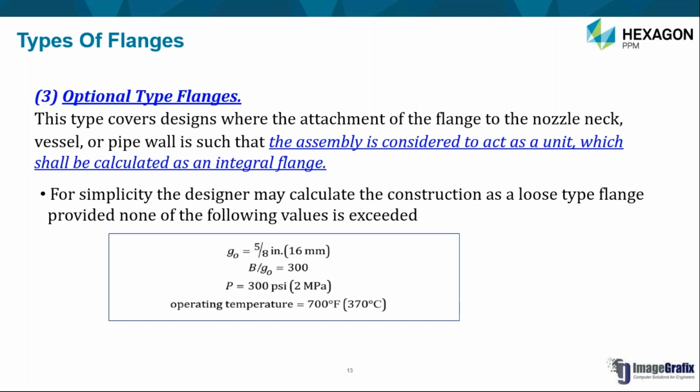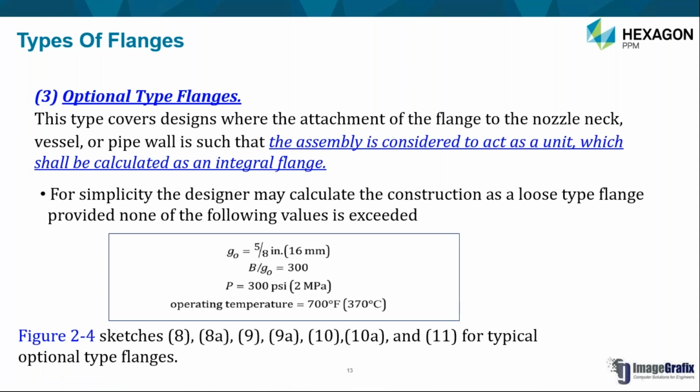Okay, so G0 is the small end hub thickness whose value is less than 16 mm. B by G0, where B is your flange ID, that ratio is equal to 300. Pressure is 2 megapascal and the operating temperature is below 370 degrees centigrade. Then we can consider this construction as a loose ring type of flange, and hence we can design this as a loose ring type of flange.